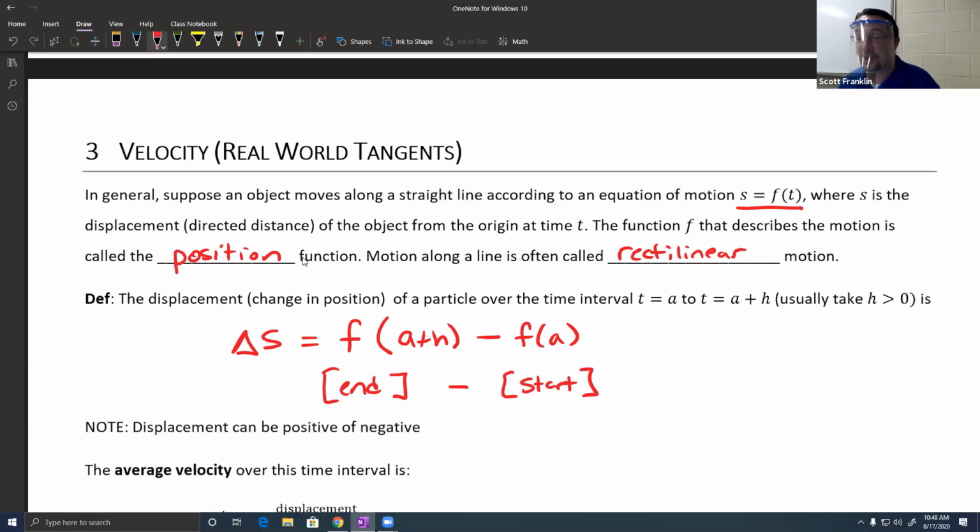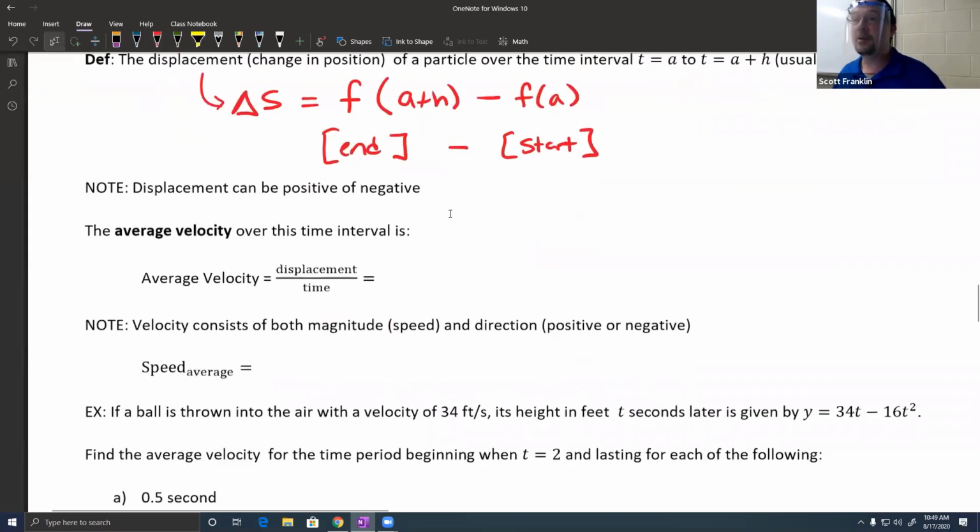Now, because these are directed distances, this value of displacement can be positive or negative, right? You could go backwards. So if your car is in reverse and you go in the negative direction, or if your ball is at a certain height and it drops, then your displacement is negative, okay? But what we care about now is what's the velocity? How fast is it moving?